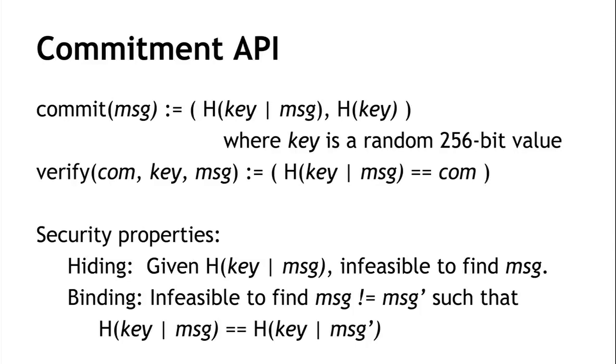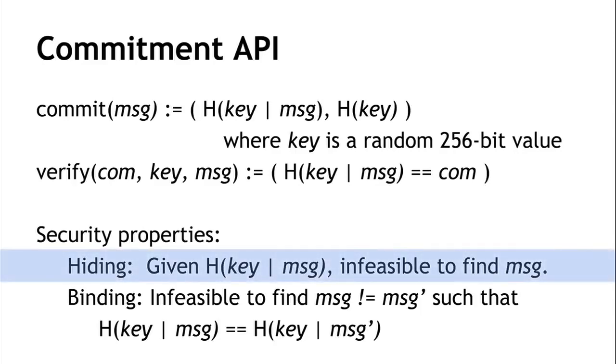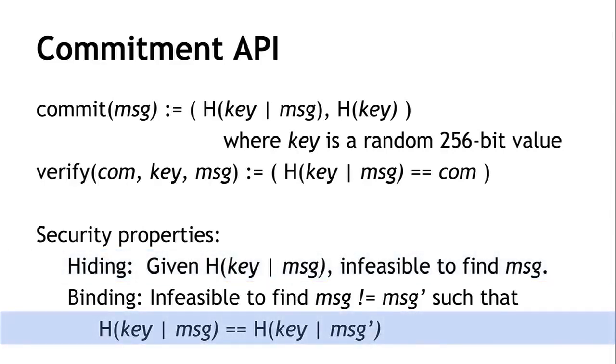So now the security properties, if we go down to the security properties that were at the bottom of the previous slide, and we just plug in the definitions of how we're going to implement this here, that is, this used to say given COM, infeasible to find message, we just plug in what COM is. COM is the hash of key concatenated with message. And similarly down here, this is what happens when we take what was written there before and plug in the definition of verify and COM.